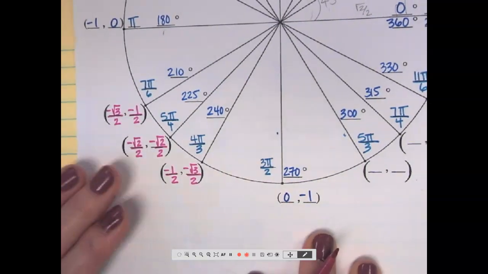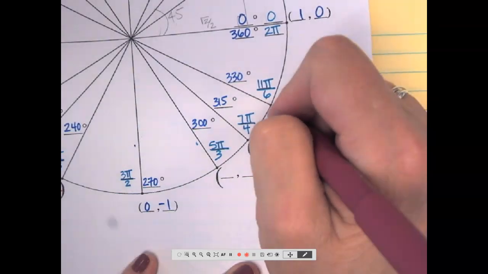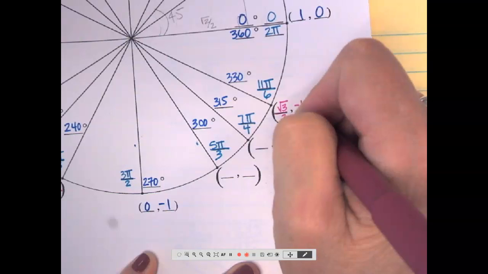Third quadrant, everything x and y should be negative. Over here, x's are positive, y's are negative.